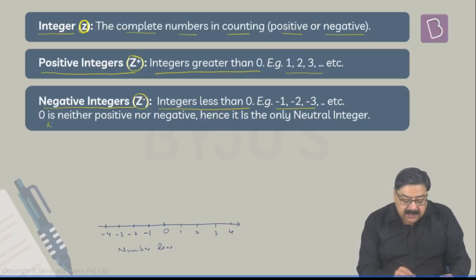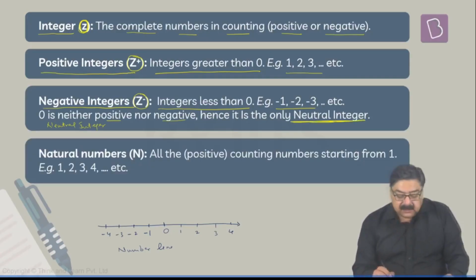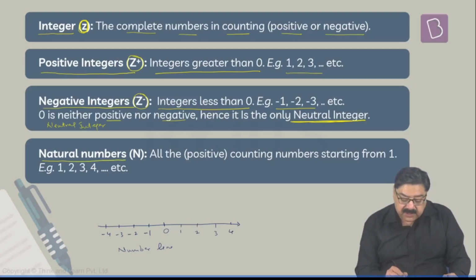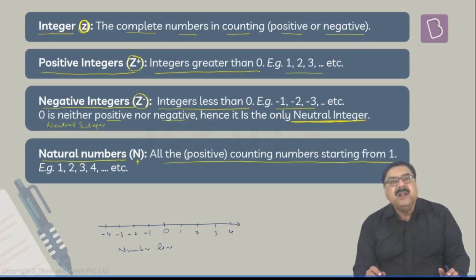Now, there is another kind of an integer which is called a neutral integer. So, 0 is neither positive nor negative, hence, it is the only neutral integer. Now, the types of positive integers. First, we have natural numbers denoted by n. All the positive counting numbers starting from 1, 1, 2, 3, 4 up to infinity.